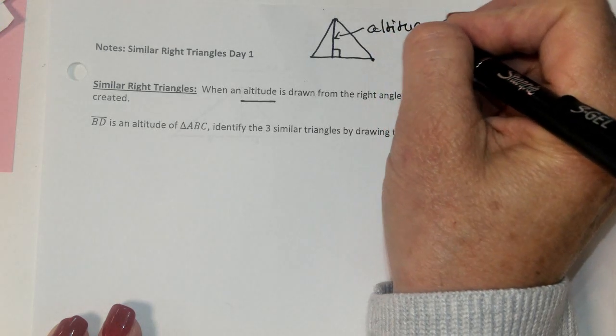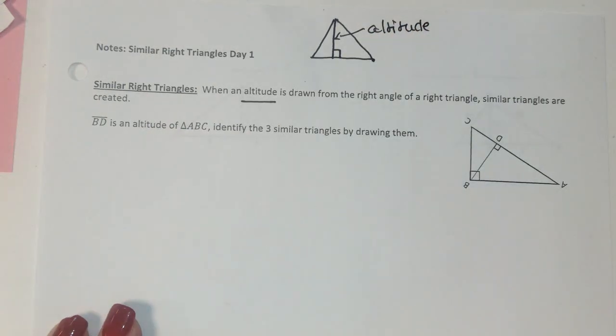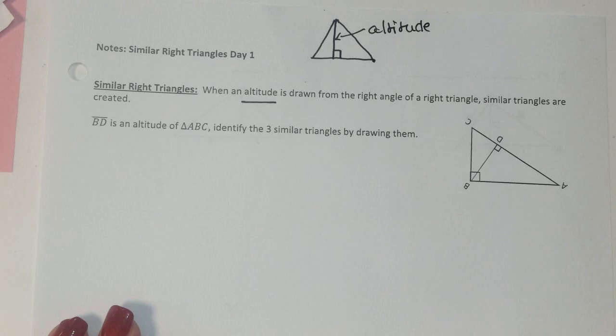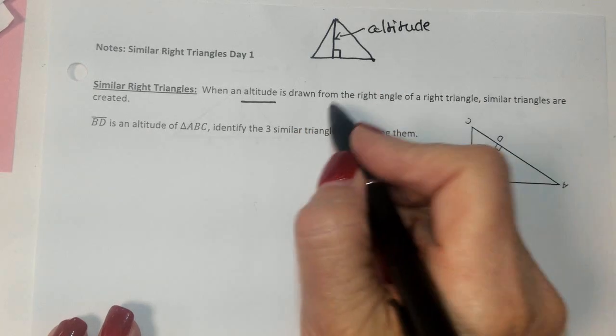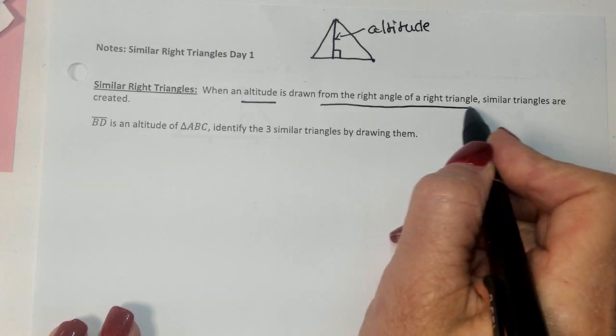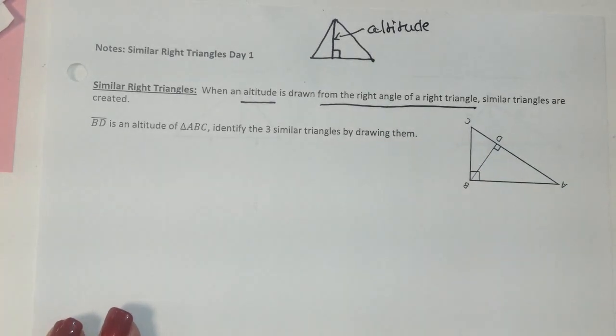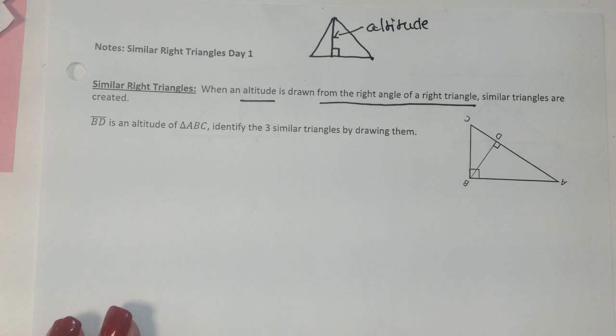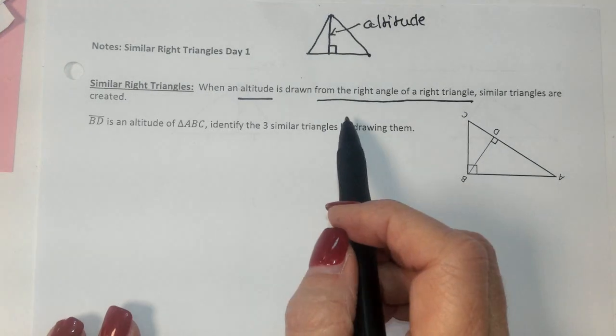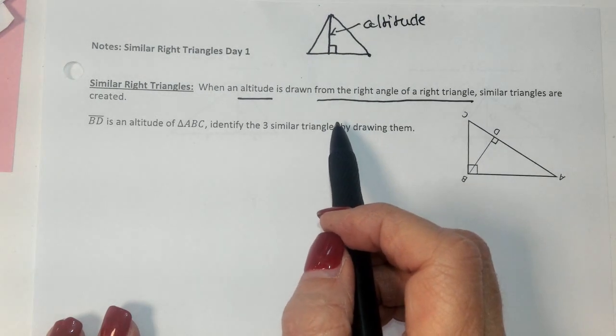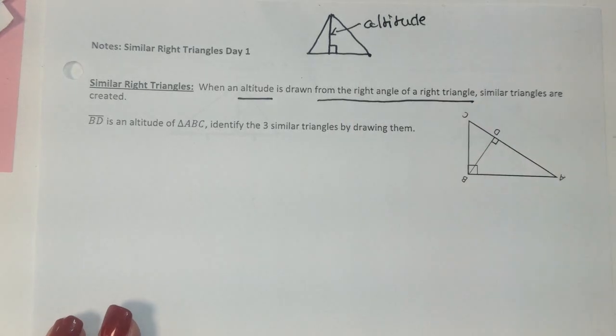Okay, specifically in this lesson, we are dealing with right triangles and an altitude that is drawn from the right angle of the right triangle. So it's always got to be drawn from the right angle of the right triangle. Okay, when this happens, you create two more right triangles.